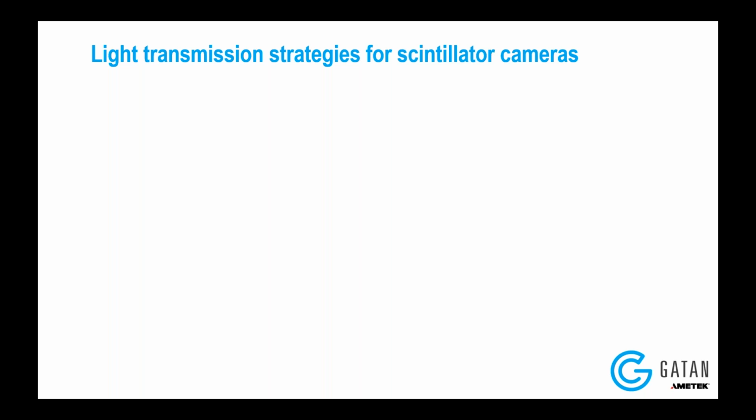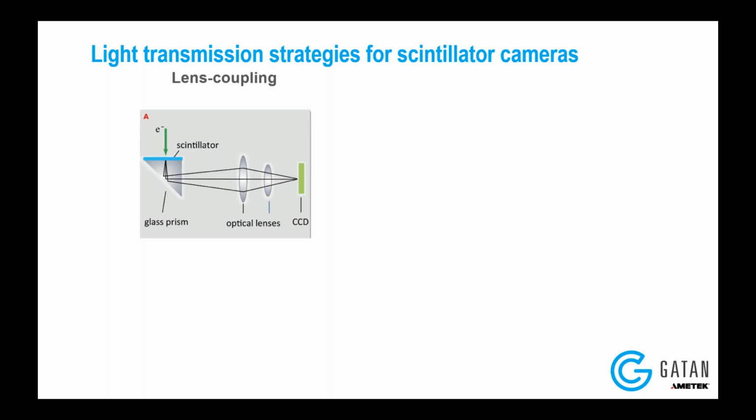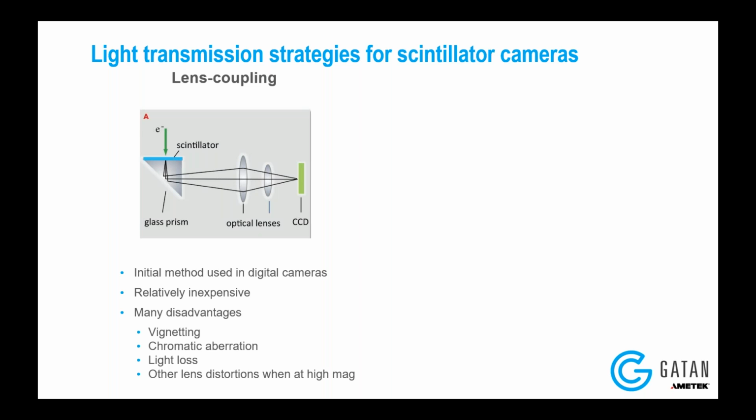Now, as we move the light from the scintillator down to the sensor, there's a couple of different strategies for having this coupling of light. The earliest designs, I think, were primarily lens coupling devices. So there are actual optical lenses in the camera system that would take the light generated from the scintillator and focus it down onto your sensor. Back in the day, also, most sensors were CCD-based sensors, and so that's what this diagram shows.